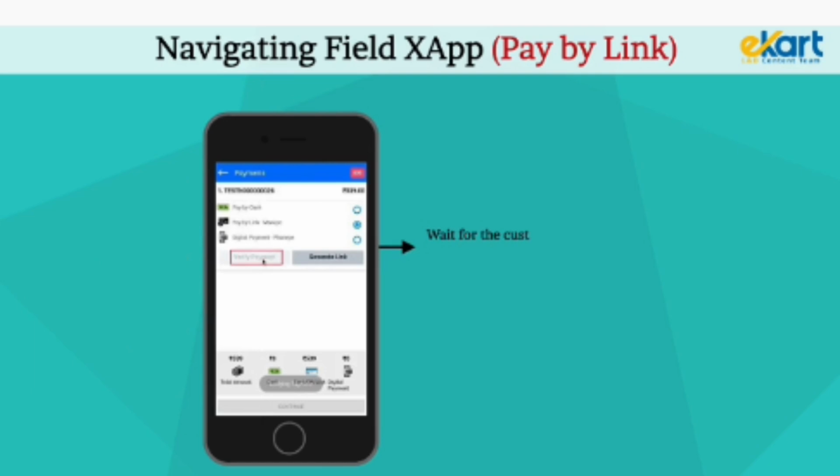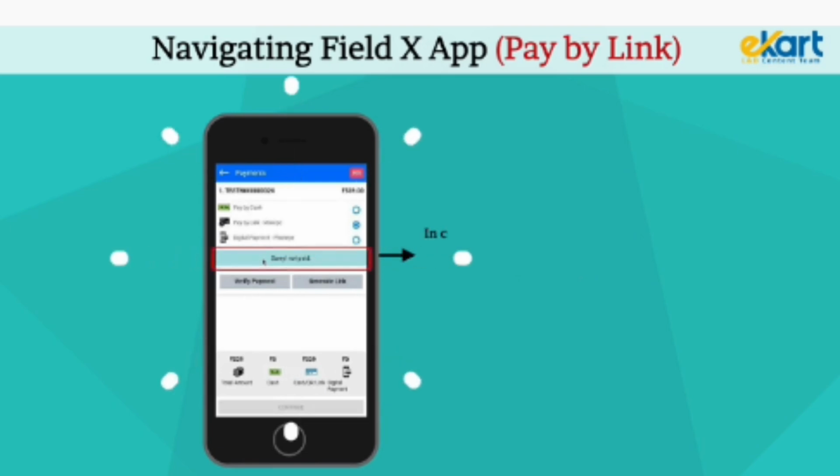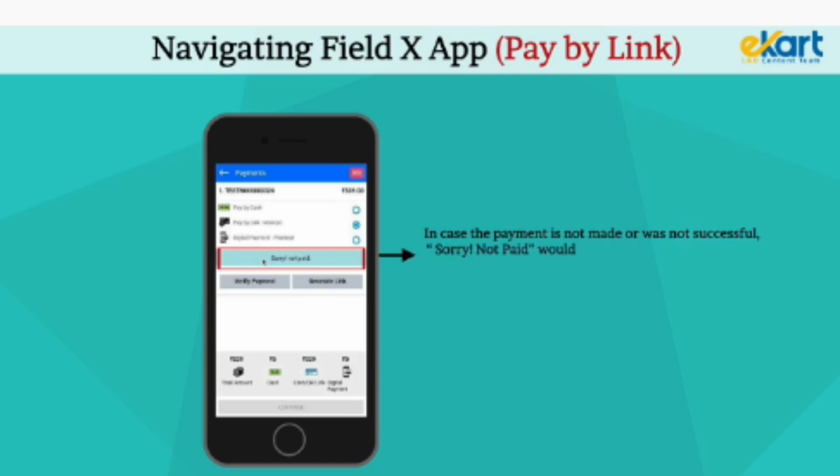Wait for the customer confirmation on the payment. Once the customer confirms, click on Verify Payment. In case the customer's payment has not been made or was not successful, a message like "Sorry, not paid" will be displayed on the screen as shown. Remember, do not deliver the shipments unless it shows successfully paid.